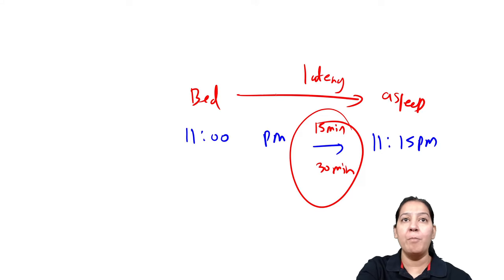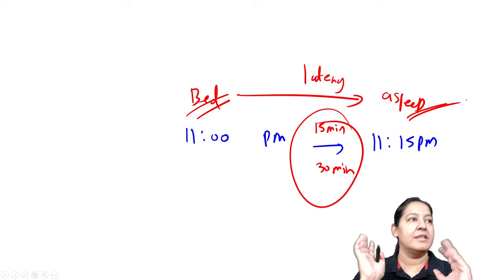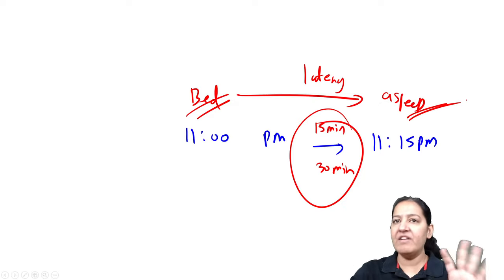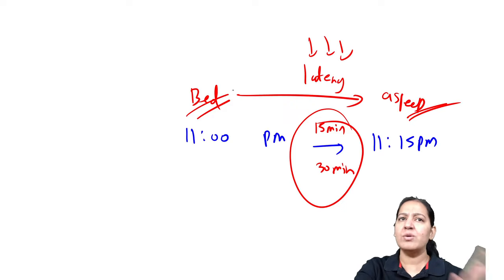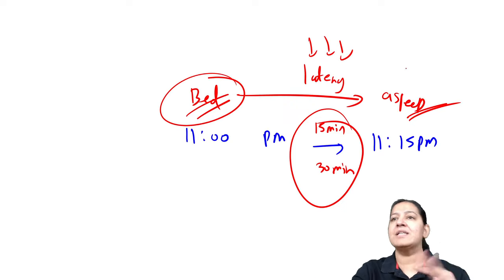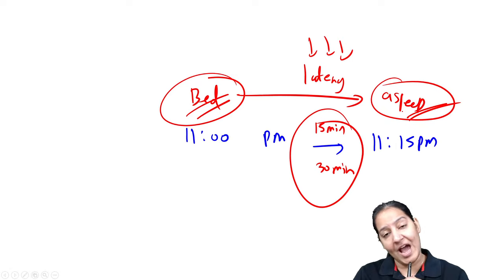Kitni der baad, aapko bed pe jaane ke baad kitni der baad neend aayi. That time is known as latency time. Everyone wants this time to be less. As soon as you go to bed, you just close your eyes and you fall asleep. That is the best thing you can have in the world, right?